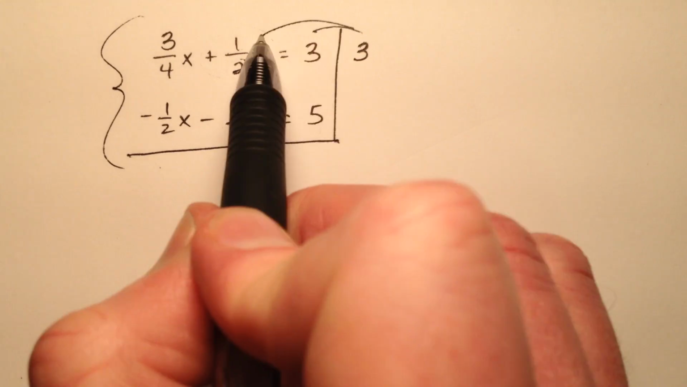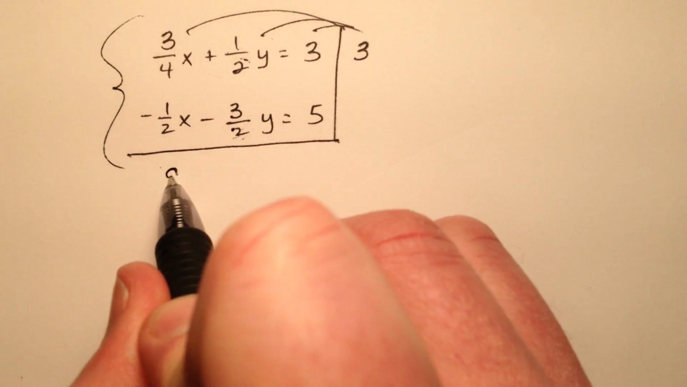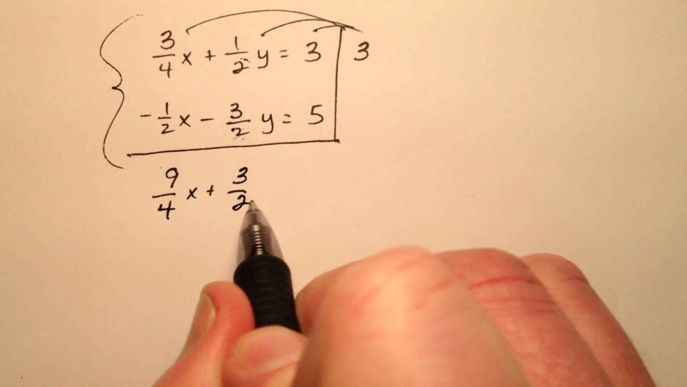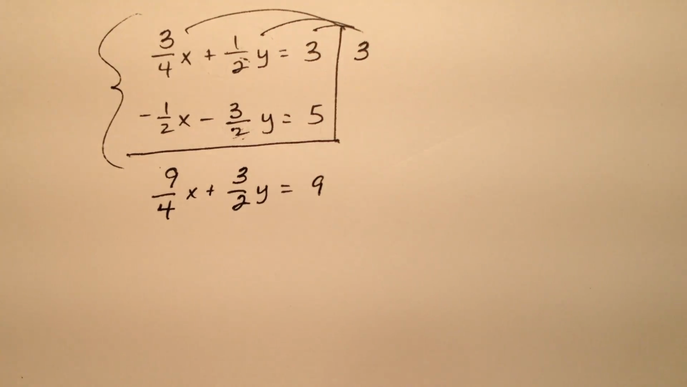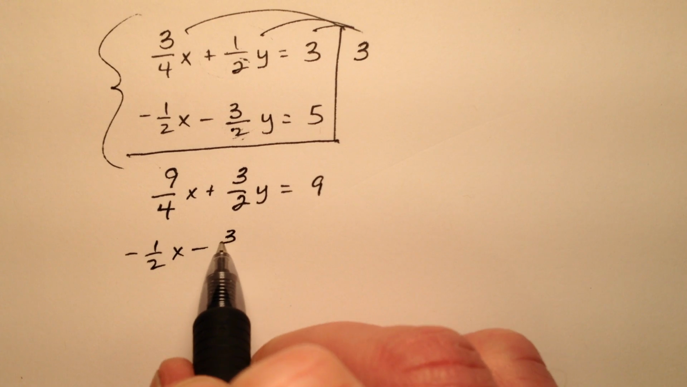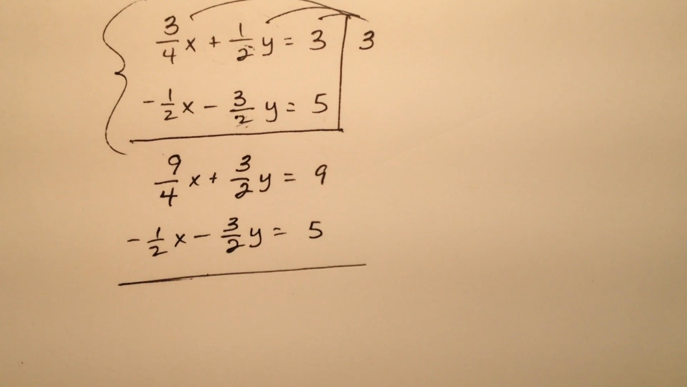Okay, so let's go ahead and distribute that 3 through. So 3 times 3 will be 9/4 x plus 3/2 y equals 9. And the bottom is left unchanged. So now when I add these, my y's will cancel out, and again that was by design.